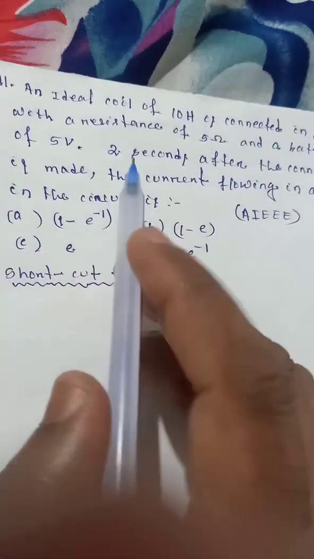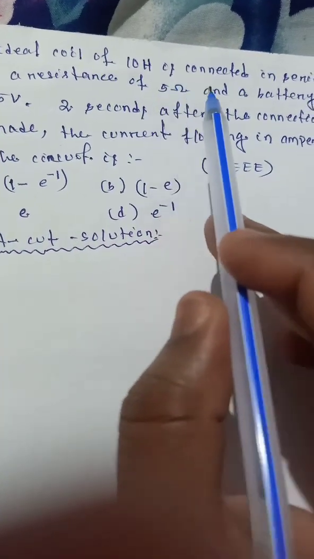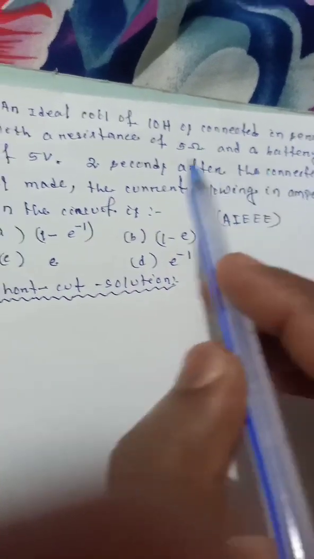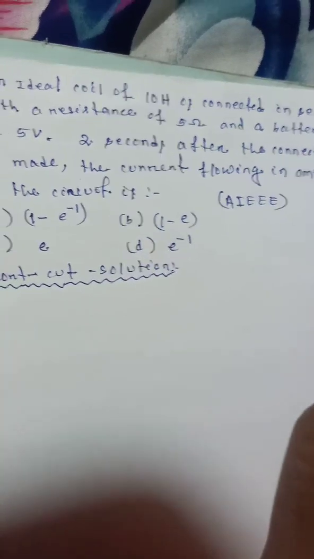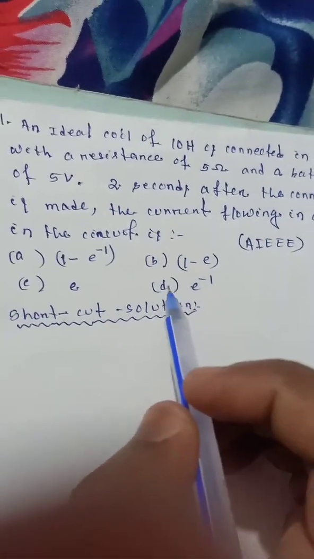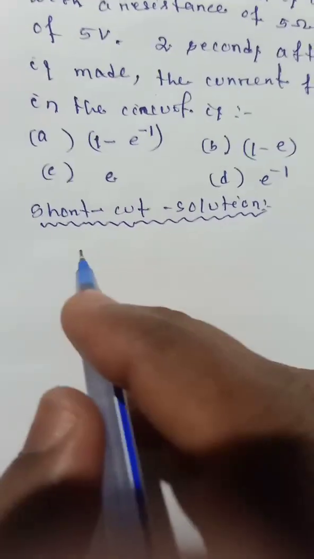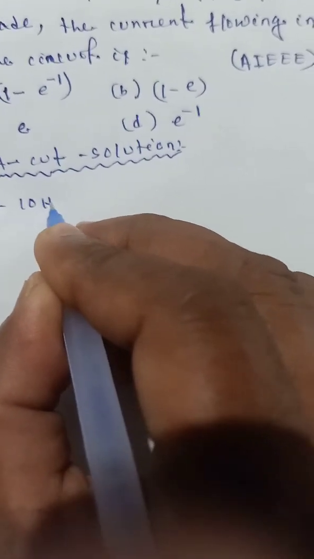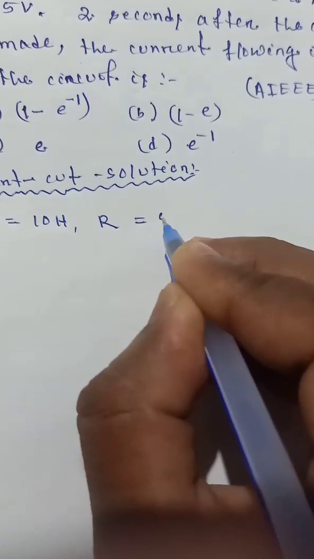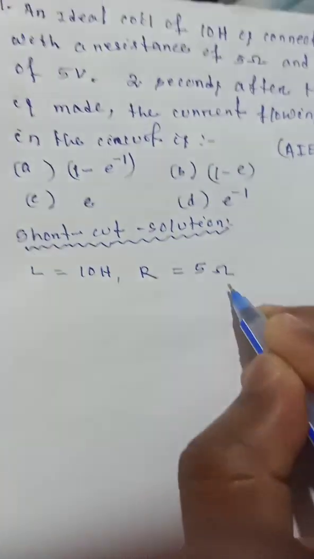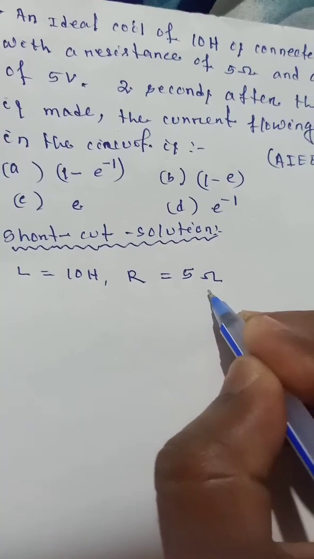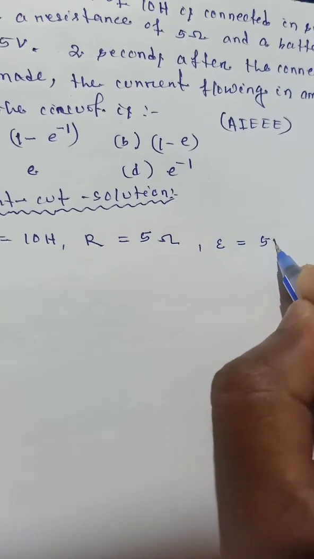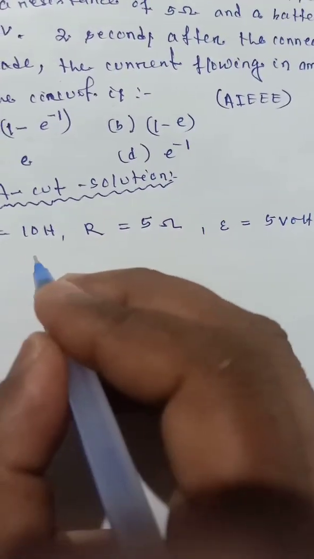Okay, an ideal coil of 10 Henry is connected in series with a resistance of 5 ohm and a battery of 5 volt. 2 seconds after the connection is made, the current flowing in ampere in the circuit is how much? Here L equals 10 Henry, resistance is equal to 5 ohm, and voltage is equal to 5 volt.